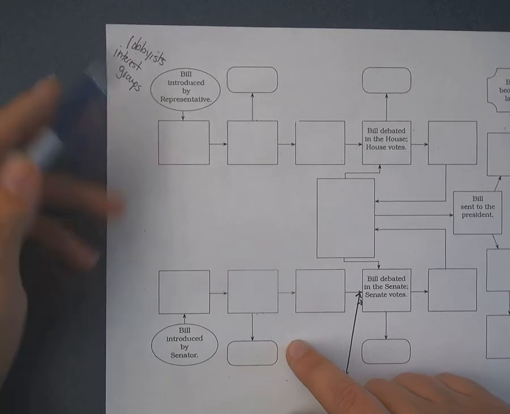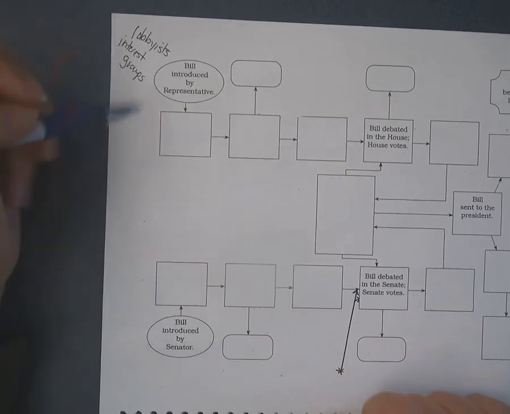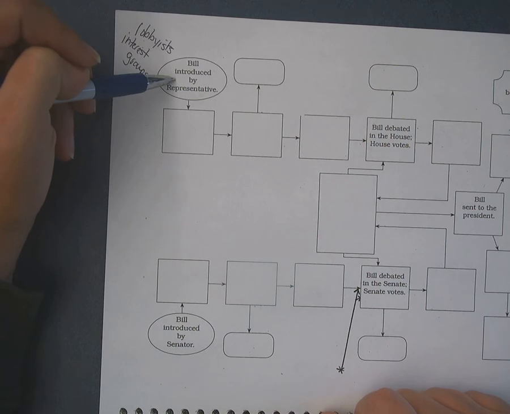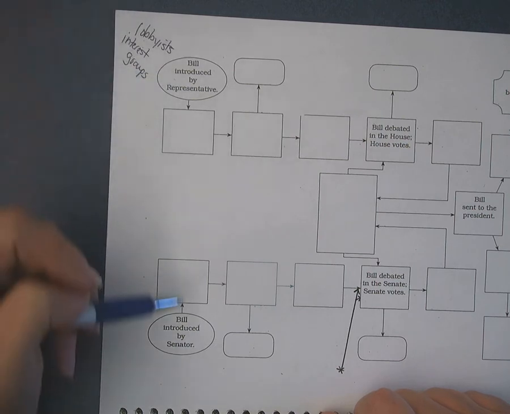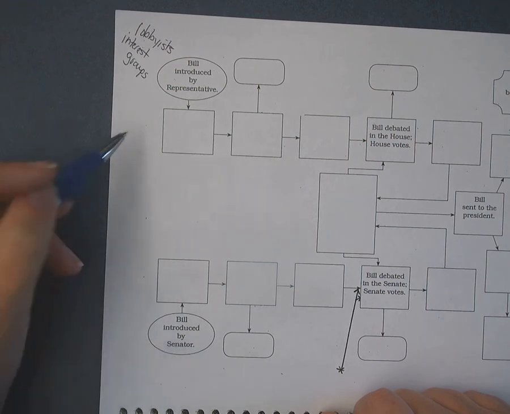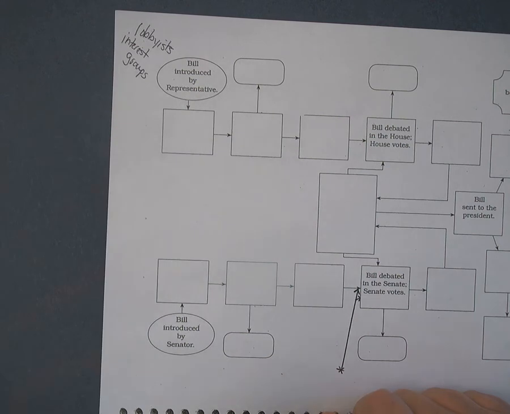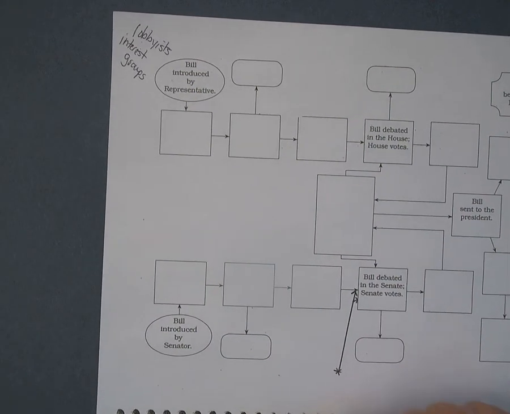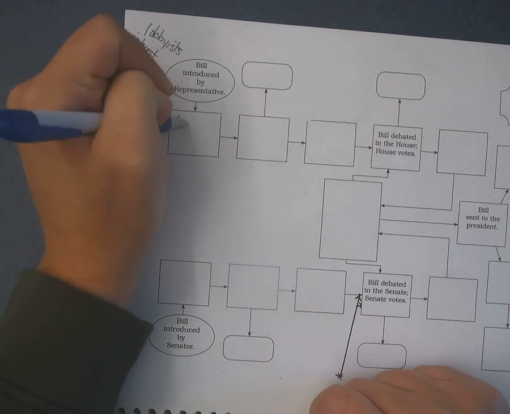They cannot introduce the bill in Congress officially. They have to find a member of the House or the Senate to introduce it for them. So anyone can write it, but it can only be introduced by reps and senators. Then immediately it gets assigned to a committee.